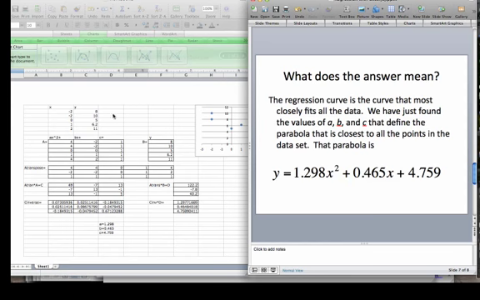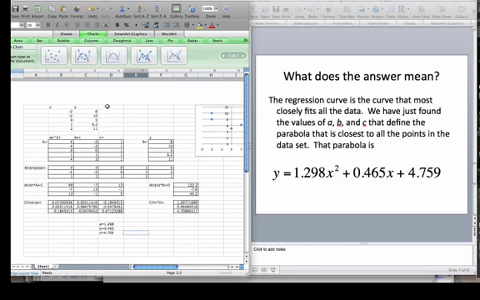So what I want to do is look at how well does it approximate it. So I'm going to make an extra y column here and see how the points that I have compare with the regression points. I'm going to type in 1.298x squared plus 0.465x plus 4.759. That's the equation that I'm going to use to calculate these new y values.